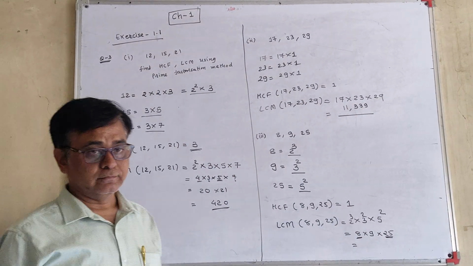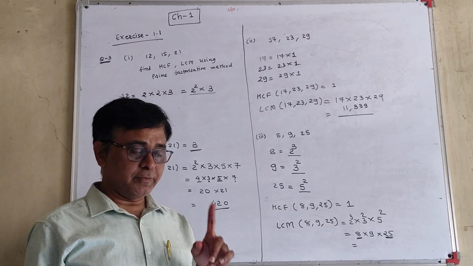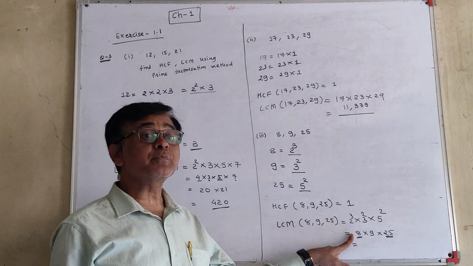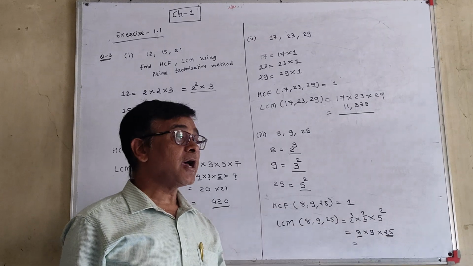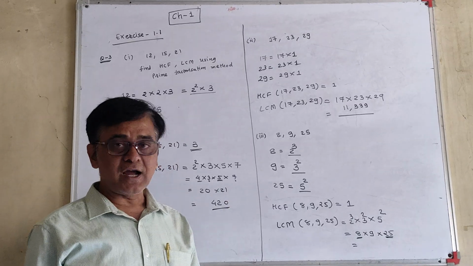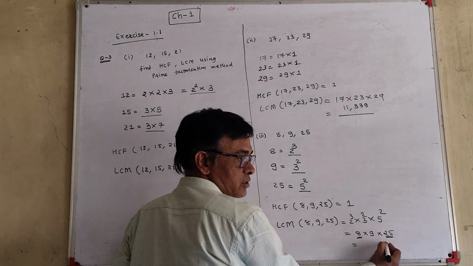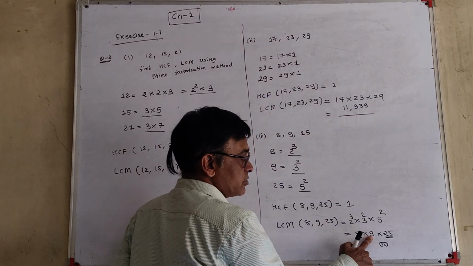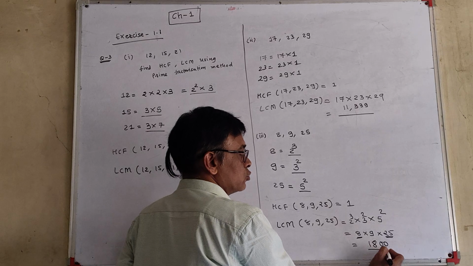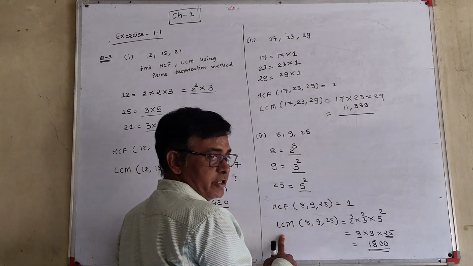We don't know. Okay, but we know 25 4s are 100. And here 8 means 4 2s are. So 25 4s are 100 and 100 2s are 200. So 200, that means 00. Now 2 is left and 2 is multiplied with 9. So 9 2s are 18. So the LCM of 8, 9, 25 is 1800.